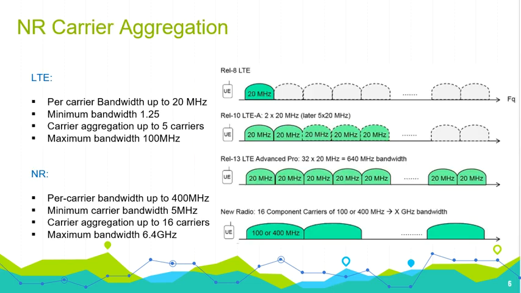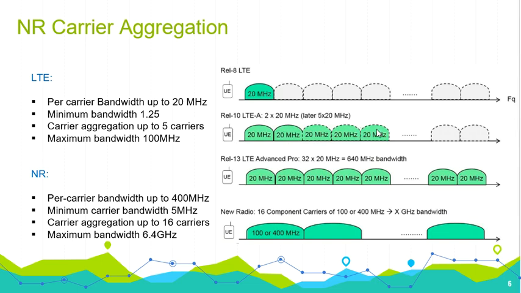Carrier aggregation is a very important technique. For example, in this we combine different channels of spectrum for more capacity. As you can see from the diagram, in the case of LTE, the per carrier bandwidth is up to 20 megahertz, and the minimum bandwidth is 1.25.